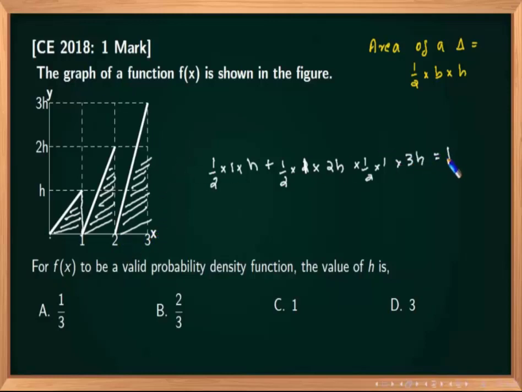Now this must be 1. This total area must be 1. So this is half into, I need not consider ones. If I take half as the common factor, this is h plus 2h plus 3h, which is 6h. So half into 6h is 1, or h must be 1 by 3. So the value of h must be 1 by 3 for this particular function to be a valid PDF.